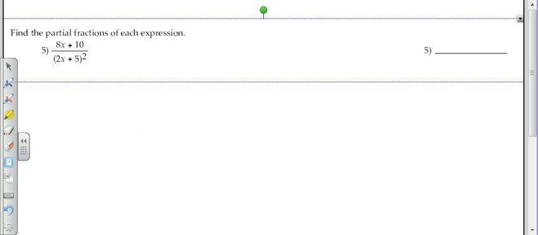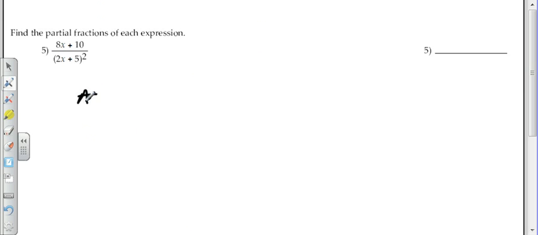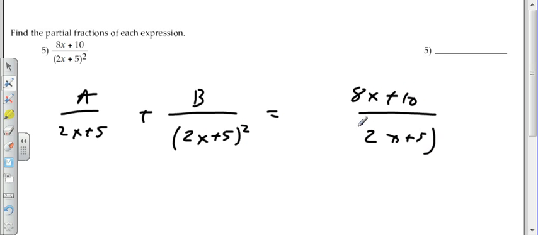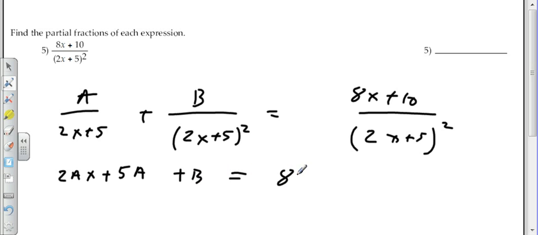Now we have to find the partial fraction. All right, so this is going to be a over 2x plus 5 plus b over 2x plus 5 squared is equal to 8x plus 10 over 2x plus 5 squared. And then we have to solve for a and b. All right, so I've got 2ax plus 5a plus b has to equal 8x plus 10.